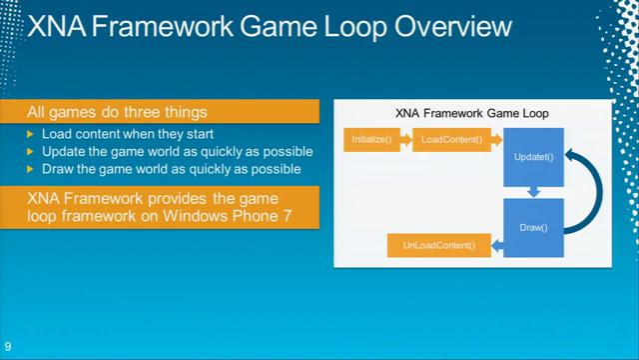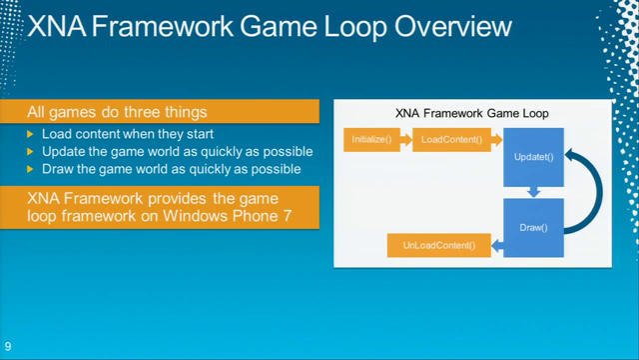Is my update method running too long? If you think about it, 30 frames per second is about 33 milliseconds per update call, which is a pretty long time in computer processing time.